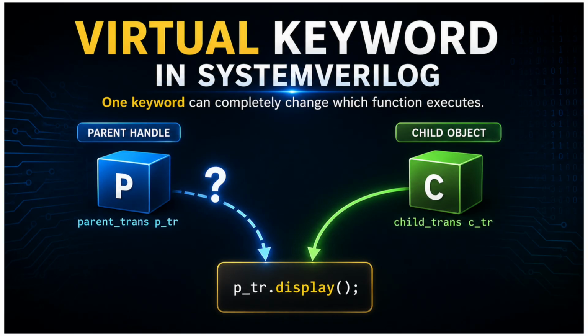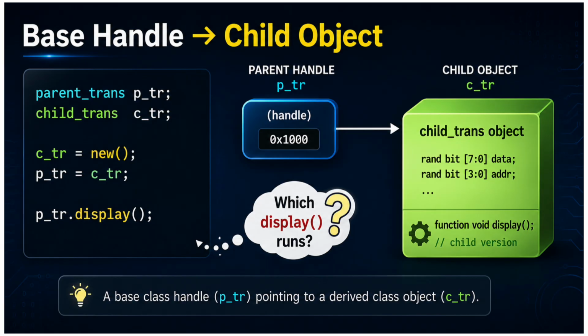Imagine this: you call a function using a base class handle. You are completely sure which method will execute, and then boom, a different function runs. Why? Just one keyword. Yes, that keyword is virtual, and if you ignore it, you might introduce a silent bug in your verification environment. Imagine this: you create a child class object but assign it to a parent class handle. Now you call ptr.display. The question is, will it call the parent display or the child display? If the method is not declared as virtual in the base class, the parent class method executes, even though the object is of child type.